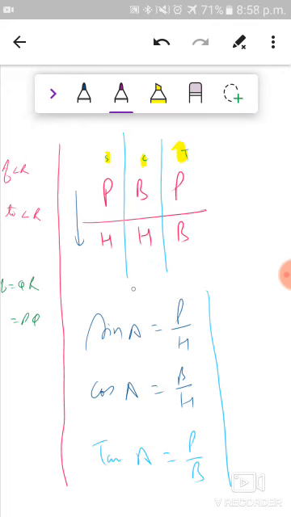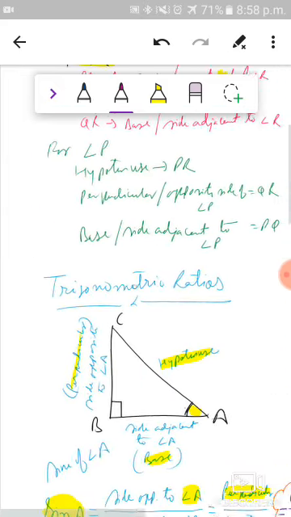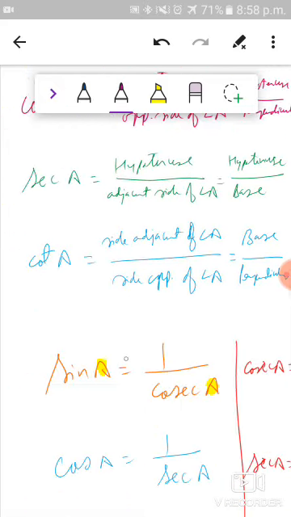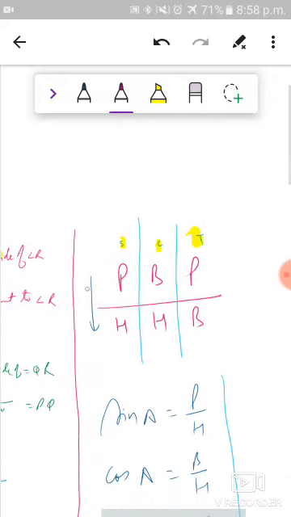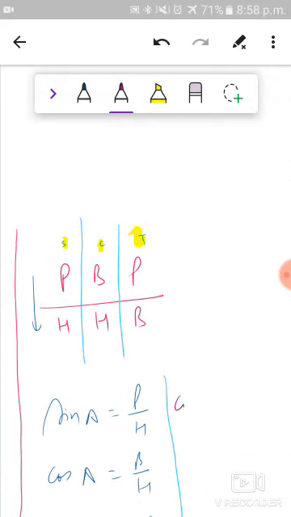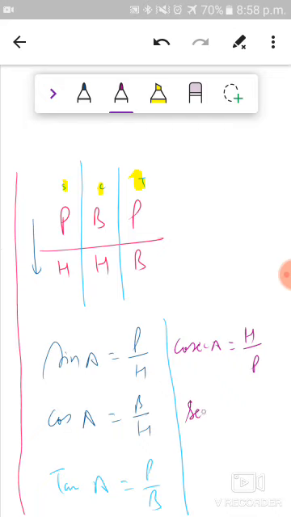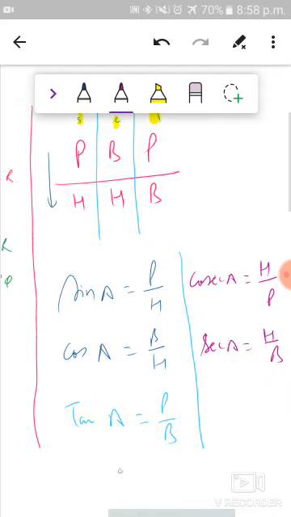Same like this, you can write the reciprocal of sine, as we have discussed here. Reciprocal of sine is cosec. So cosec A, the angle you can change, the ratio will be the same, is hypotenuse upon perpendicular. Reciprocal of cos is sec A, that is hypotenuse upon base. Reciprocal of tan A is cot A, that is base upon perpendicular. Okay.